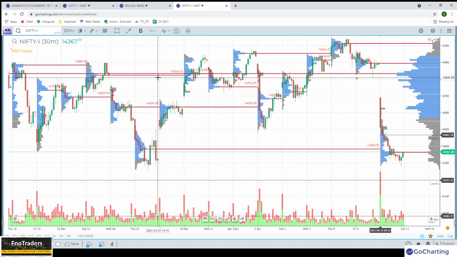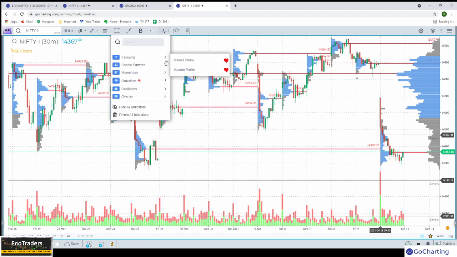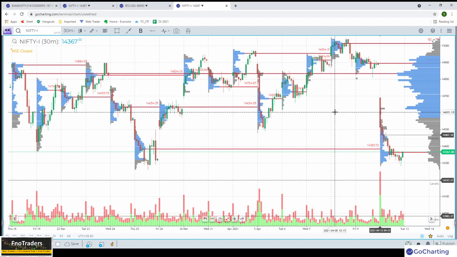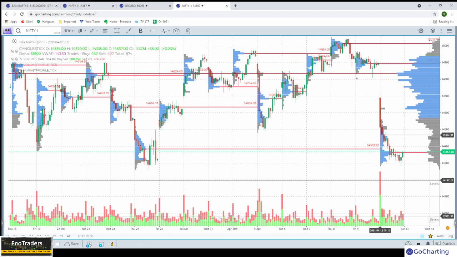Okay, so how do you use it? If you go to your indicators, if you go to order flow, you have the market profile and the volume profile tick information. So market profile tick, this one, and then you have the volume profile tick. Then you run through the settings of choosing. For example, in this case, I would just quickly do that.